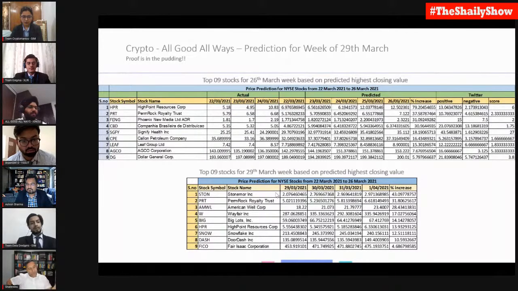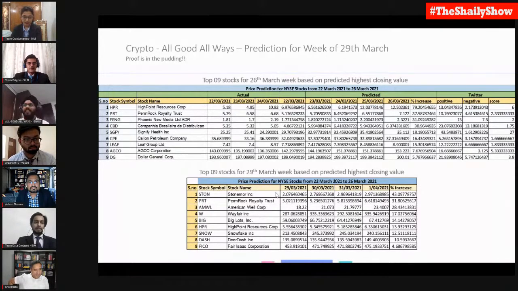So if I was to put my money, I will put it on Stonemore. Because if it doesn't increase to 43, it would increase to 20. You're not going to lose money, right? Yeah. Good stuff. Hopefully. American Well Corp, 28%. Yeah. These are the numbers the machine gave out.